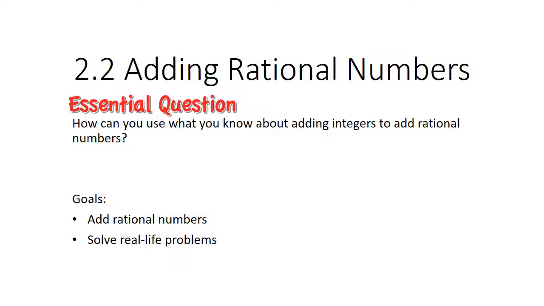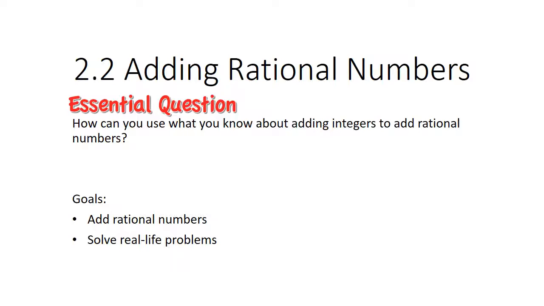So today we're going to be adding rational numbers. Our essential question is, how can you use what you know about adding integers to add rational numbers? So today we're going to be working with rational numbers, and we need to remember that rational numbers are any number that we can turn into a fraction. So that's going to be any decimal that either comes to an end or has a repeating pattern, or any number like an integer or a whole number which we can turn into a fraction by placing over 1.